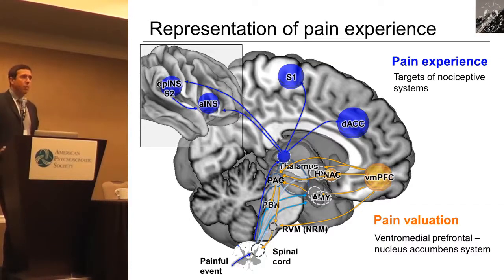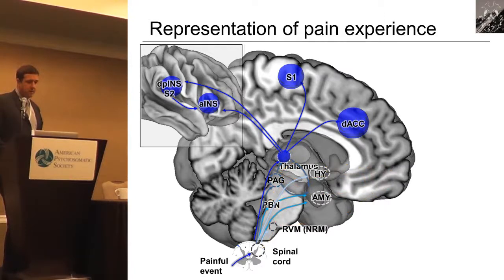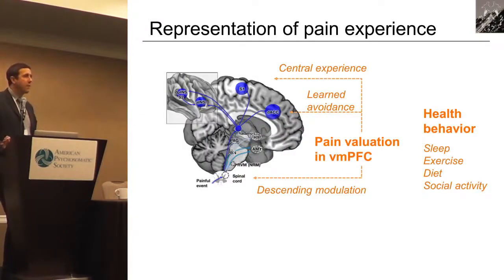And I'll just focus on one axis here because I think it's relevant for the work today, which is a pain valuation axis that connects the ventromedial prefrontal cortex and nucleus accumbens system. And both Frank and Jing spoke eloquently about aspects of this system earlier on. So when we think about a representation of pain experience, there are several different kinds of effects pain valuation could have on the other processes. I think we're still learning about when each of these different mechanisms applies.